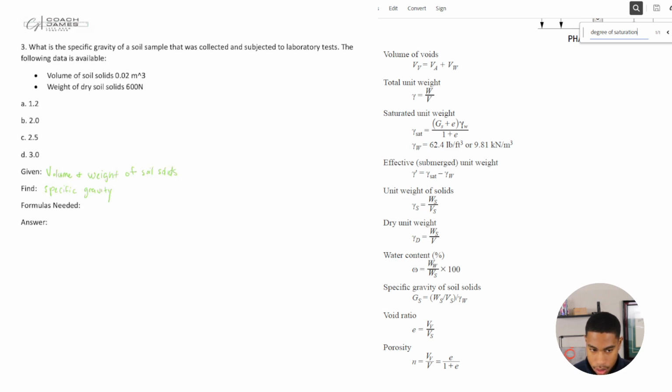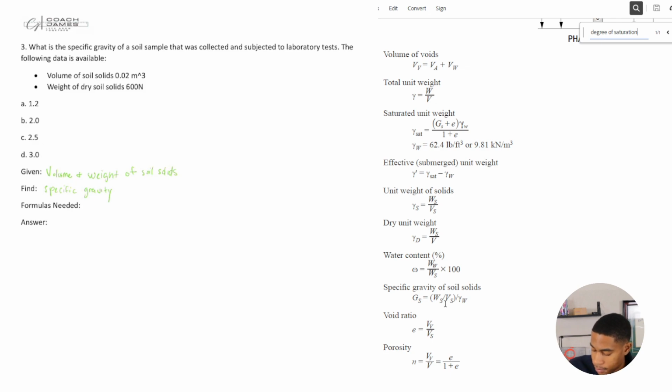So we would use basically weight of the solids divided by volume of solids. So do we have weight of solids? Yes. Do we have volume of solids? Yes. Do we have the unit, what's this, gamma sub W? That's the unit weight of water, which would be 9.81 kilonewtons per meter cubed. So we have that information as well. That's given in the handbook rather. So we have all the variables that we need to be able to solve this.